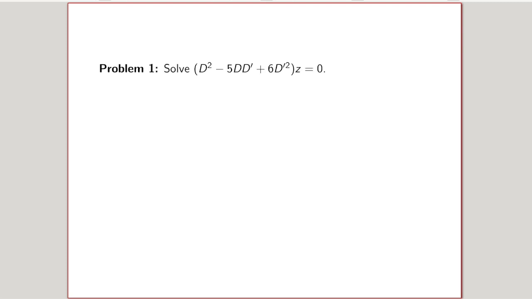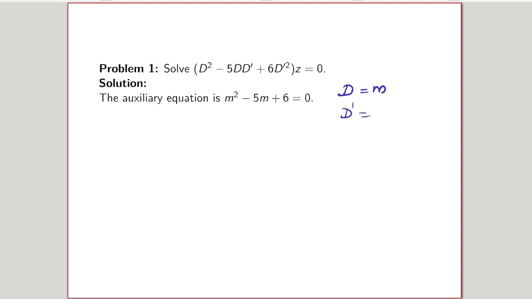So let us solve this equation. Solve (D² − 5DD' + 6D'²)z = 0. First we have to write the auxiliary equation. Writing the auxiliary equation is nothing but replacing capital D with m and capital D' with 1.